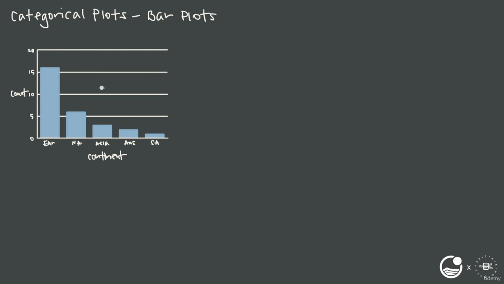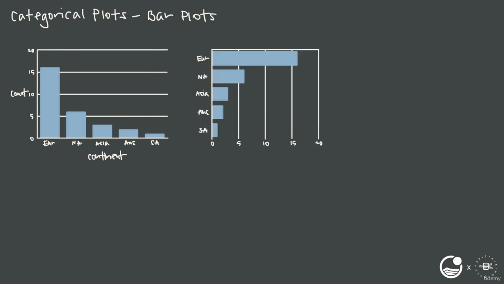Keep in mind, though, that for bar charts or bar graphs, not only can we create a chart where the bars are shown vertically, we can also create this same chart where the bars are shown horizontally. This is exactly the same chart, except that we have flipped the axes. We have the continents here, the categorical variable, along this vertical axis, and then along the horizontal axis, we have the count.